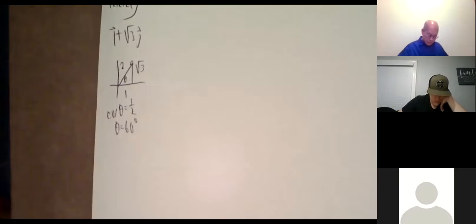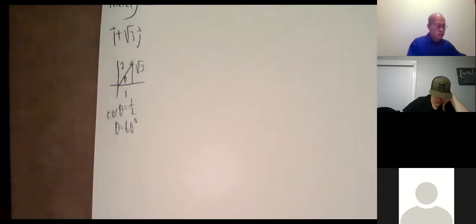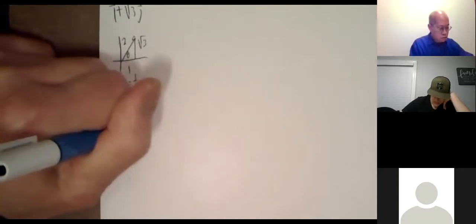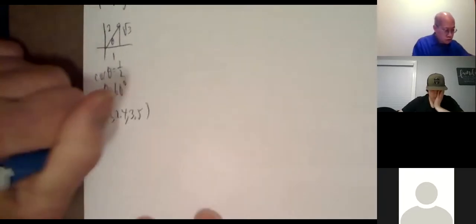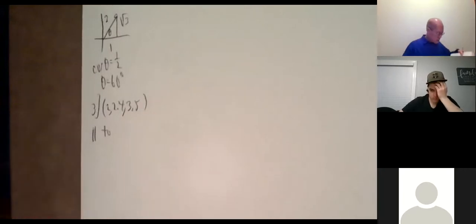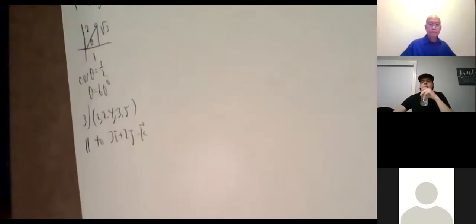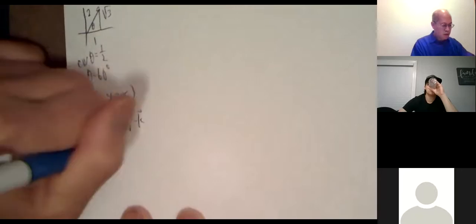12.5, number 3. The line through the point, blah, blah, blah, parallel to a certain vector. So the point in question is (2, 2.4, 3.5). And it says parallel; my abbreviation for parallel is to draw parallel lines like that. The vector is 3i plus 2j minus k. So it's parallel to this, and I can use the same direction vector. So v is (3, 2, negative 1).